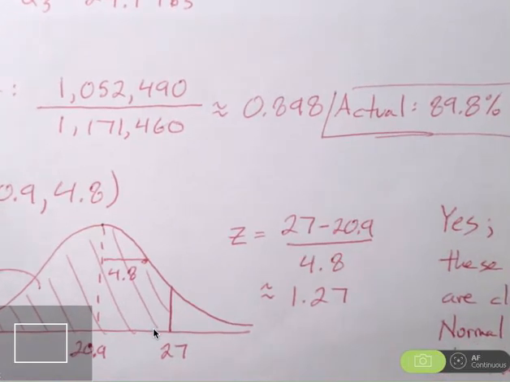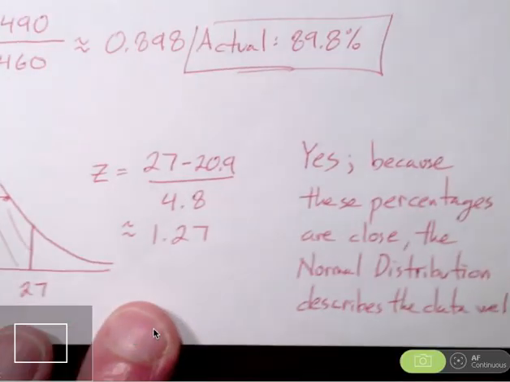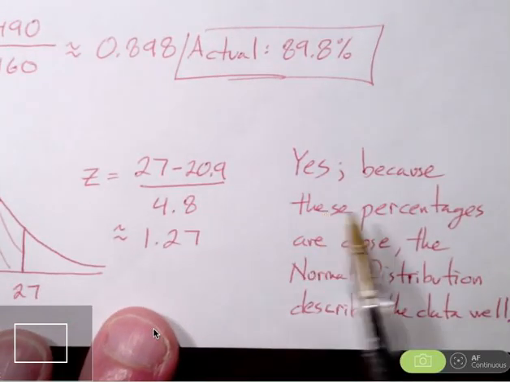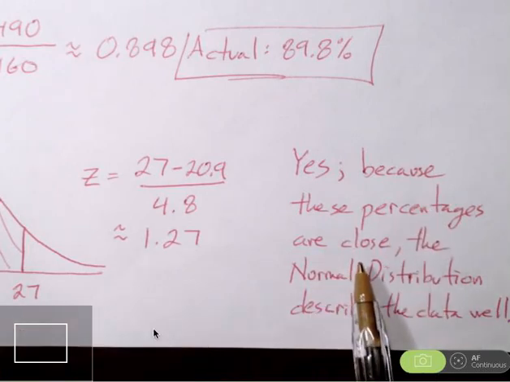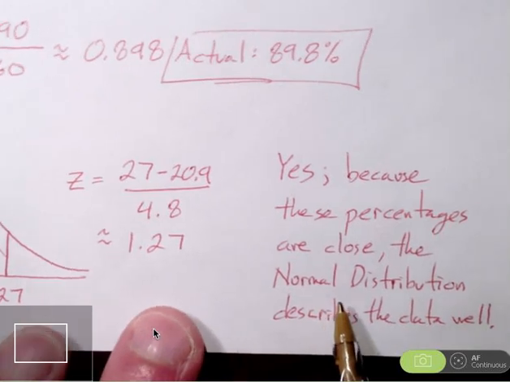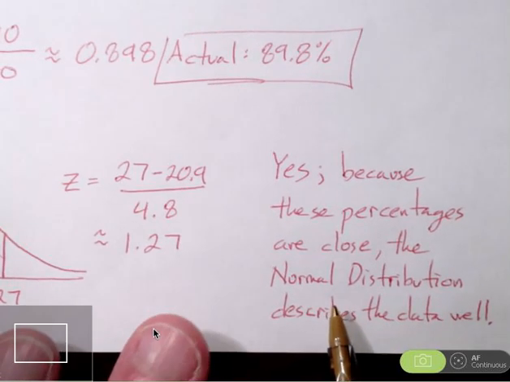So this question is asking you, does the normal distribution describe these actual data well? At least in this one particular case, in terms of this one calculation, given the data that we have, yes, because these percentages are close, in fact, for all intents and purposes, they're identical. The normal distribution does appear to describe these data well.